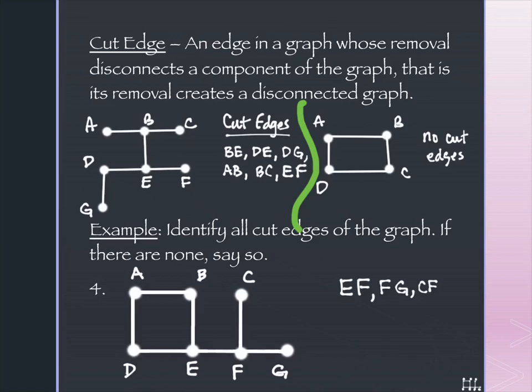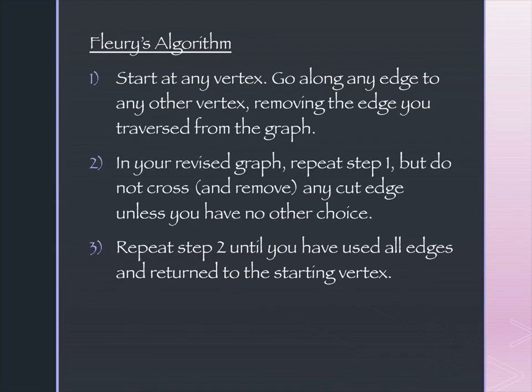All right, so we're going to take a look at another algorithm next. This is called Fleury's algorithm, so you're going to write a lot down. Fleury's algorithm tells us to start at any vertex and go along any edge to any other vertex. This is a very arbitrary description, right? And when you do so, you remove the edge that you went along. Okay, so it's a removal, so you're going to cut it away. And then in your revised graph, you repeat step 1. The condition is that you do not cross and remove any cut edge unless there's no other choice.